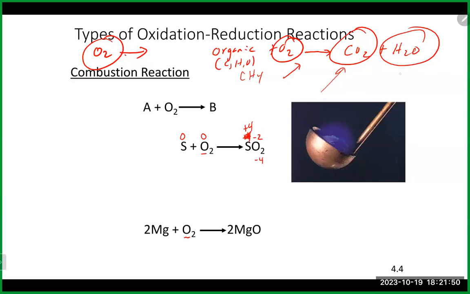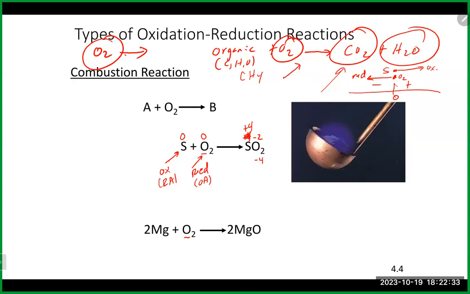Once again, if we follow what's happening here, our sulfur is starting at 0 and ending at +4, which means it is becoming more positive. So the sulfur is going through oxidation. The oxygen is starting at 0 and ending at -2, which is becoming more negative and going through reduction. That means the sulfur is my reducing agent and the oxygen is my oxidizing agent. So that is definitely a redox reaction, and definitely a combustion reaction because it has oxygen.